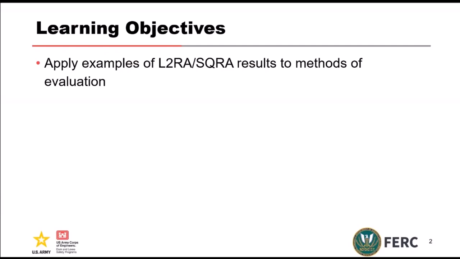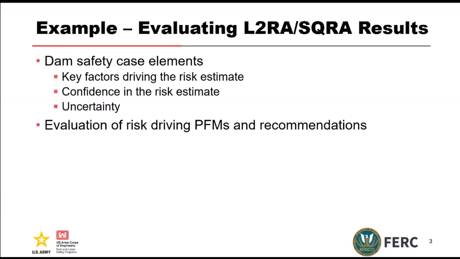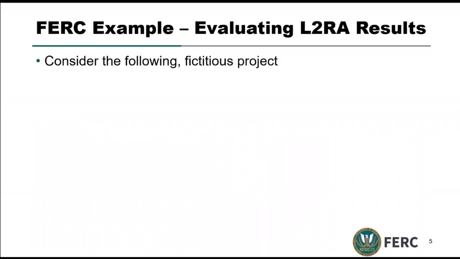And again, we're looking at plots and numbers. We've been trying to tell you, hey, it's not only about that, right? But we're using that as a way to look through how you might look at this. So again, just as a reminder, dam safety case elements: what's really driving the risk? What are those factors? Confidence, uncertainty, okay? Now, that will be the last time I say that for everyone, okay? So let's do an example.